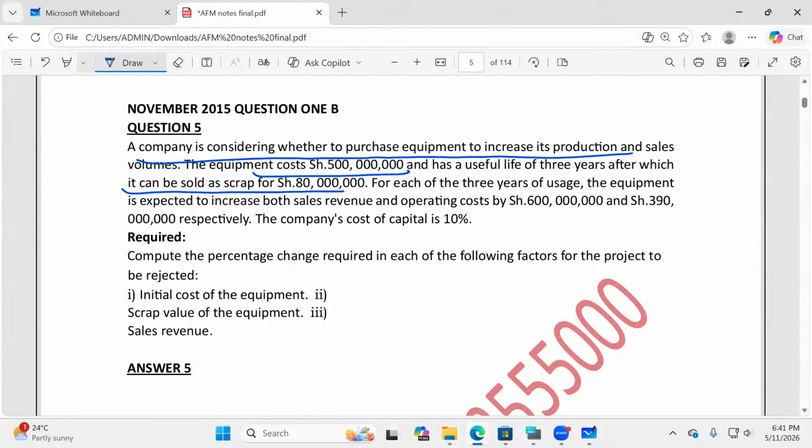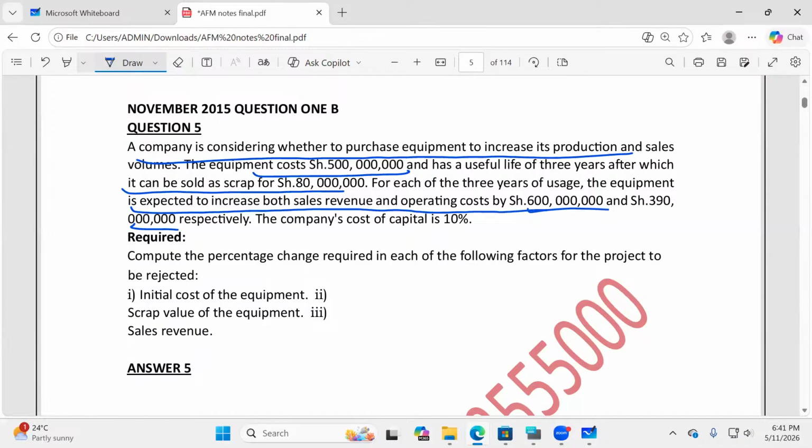If you calculate it, it will be useless. So whenever you're not given tax, like in this entire question, a tax rate has not been provided totally. So automatically, ladies and gentlemen, we shall not bother calculating depreciation. For each of the 3 years of usage, the equipment is expected to increase sales revenue and operating costs by 600 million and 390 million respectively. So for each year, please listen. Each year, our revenues are going up by 600 million. And our costs are also going up by what, somebody?